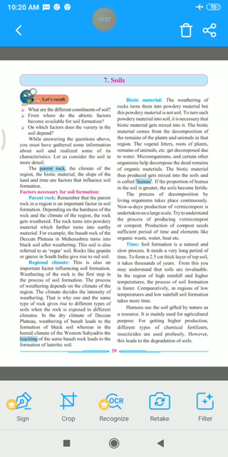Humans use the soil gifted by nature as a resource. It is mainly used for agricultural purposes. Yes or no? The soil is gifted by nature, and it is our natural resource. So we mainly use this soil for agriculture.